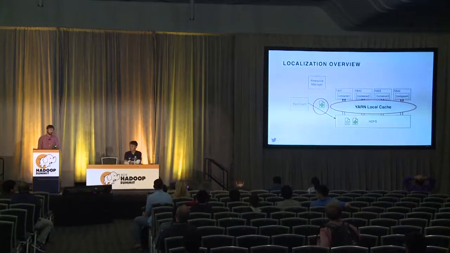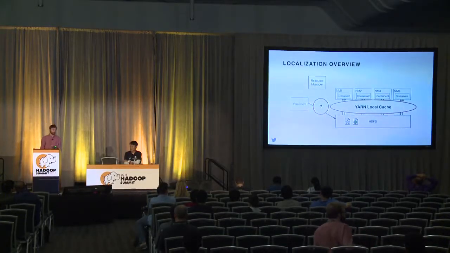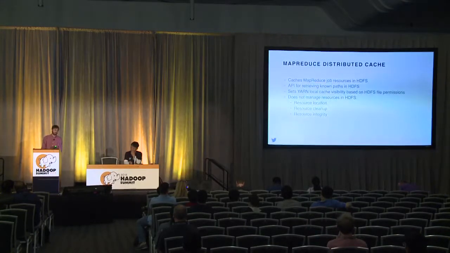So now we've covered one case of redundant copying. The other case is from the Yarn client to the HDFS cluster. And currently, Yarn leaves that up to Yarn application developers. So for example, in the MapReduce case, we have the distributed cache. So the distributed cache basically caches MapReduce job resources in HDFS. You can think of it as an API for retrieving files by passing in HDFS paths.